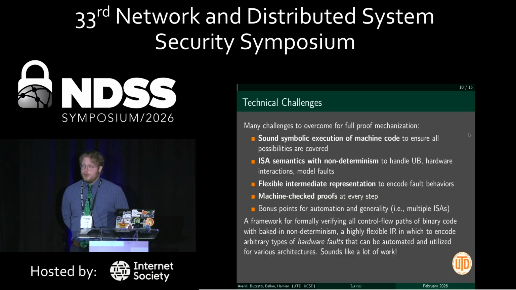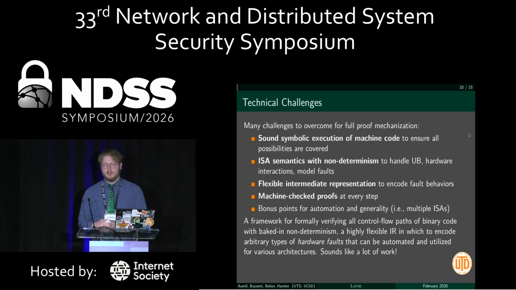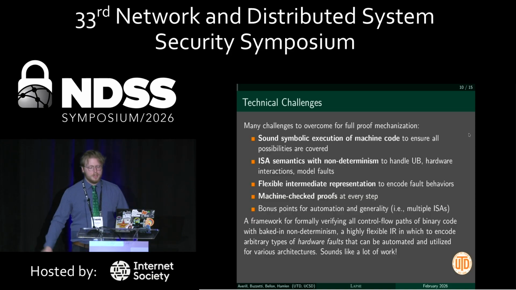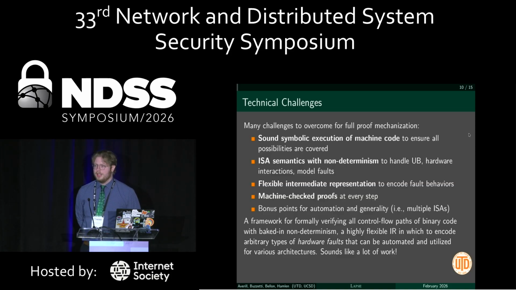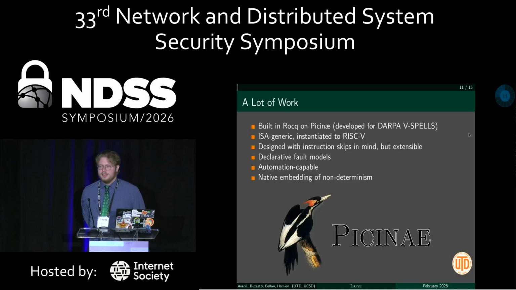And then you get bonus points if you can automate your proofs, or if you can handle multiple ISAs, or if you can scale up to different fault models. That's just bonus. So a framework with all of these properties seems like it would be really hard to write, and it would be a whole lot of work, and that's what we did.